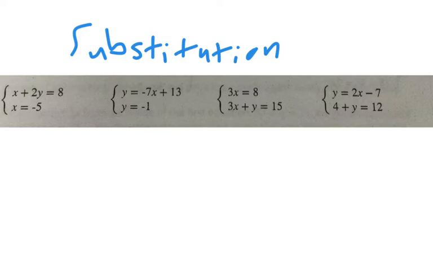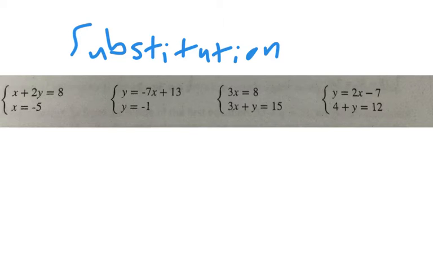So what is a substitute? It takes the place of something in a different position. So look at the first one. You see I've got two lines. I've got x plus 2y equals 8, and I have x equals negative 5. To use substitution, we need to find an equation where the variable is by itself. We have that on the bottom. We have x is equal to negative 5.